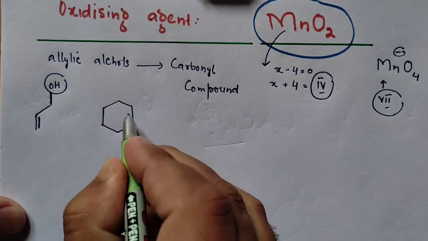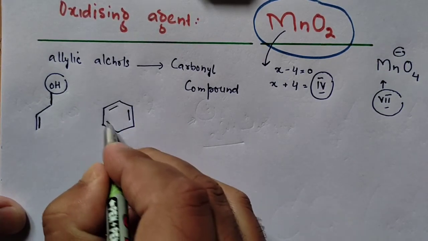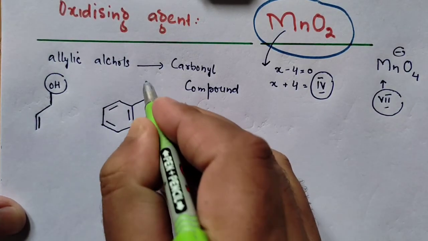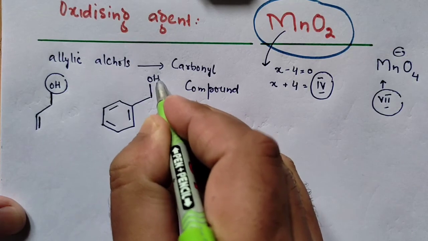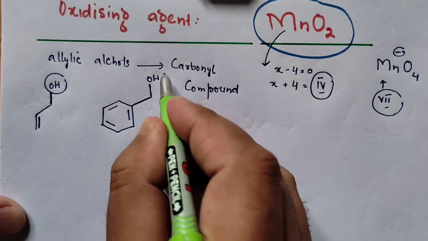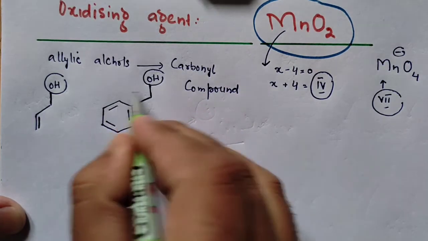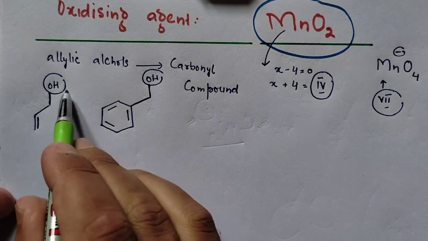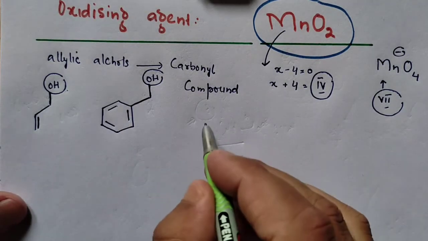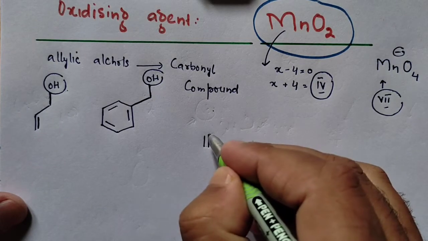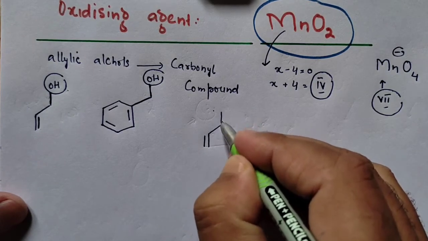If it is benzene, so then you can say it's like this. Ab dekhiye yahan pe bhi double bond, then you have single bond, then OH. This is called as benzyl alcohol. This is also one of the types of allylic alcohols. So what it does, it converts these groups into carbonyl groups like this.